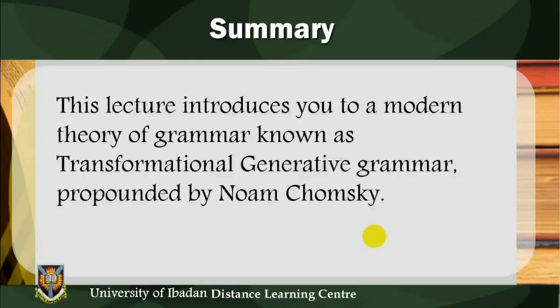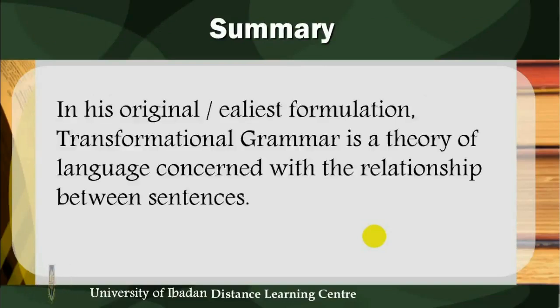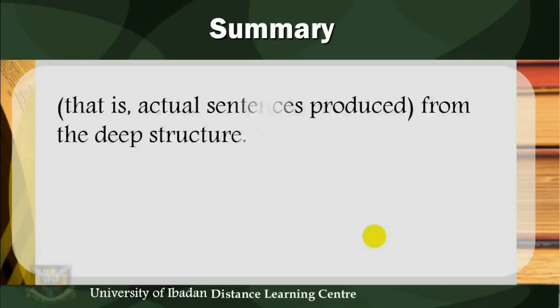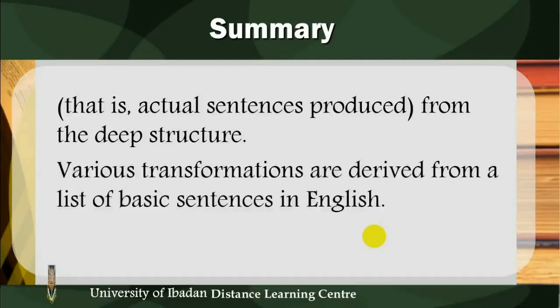Study session summary. The lecture introduces you to a modern theory of grammar known as transformational generative grammar, propounded by Noam Chomsky in its original earliest formulation. Transformational grammar is a theory of language concerned with the relationship between sentences. Transformational generative grammar demonstrates the relationship between sentences by employing a set of transformational rules to generate surface structures, that is, actual sentences produced from the deep structure. Various transformations are derived from a list of basic sentences in English.